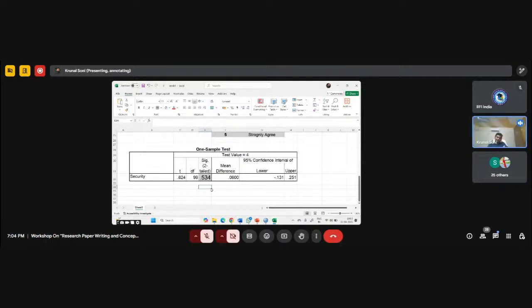Null says no difference of opinion, and alternate says there is a difference of opinion. So here you have no difference of opinion.